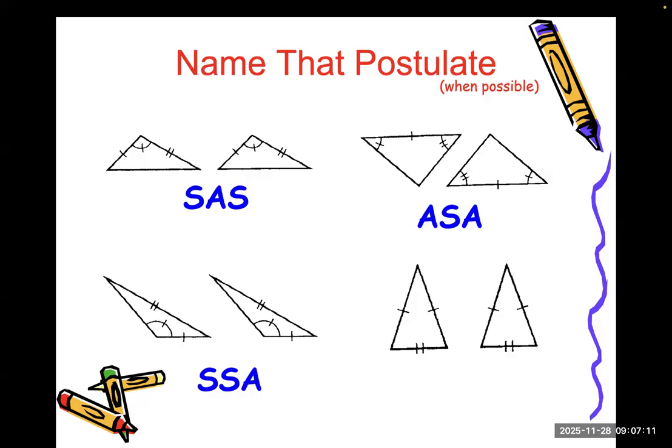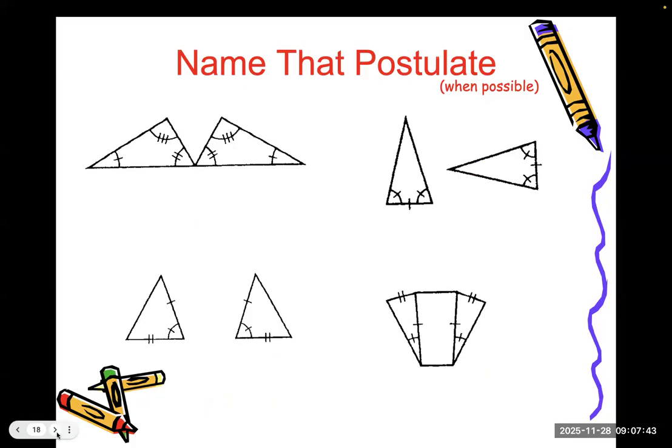And finally, we have all three pairings. See, tricked you there, because there's no SSA. Again, it has to fit cleanly into a postulate, and because it doesn't, we can't necessarily prove that it's congruent. Now, for this one, we can say SSS. We'll talk more about these later.